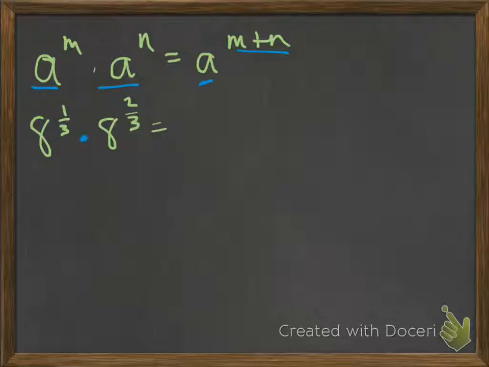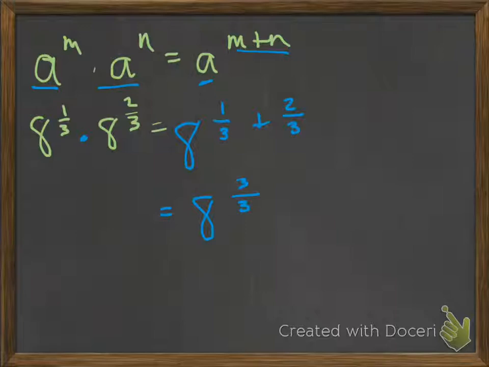So if I'm multiplying and I have 8 to the 1/3 times 8 to the 2/3, we keep the base and we add our exponents. So this is the same thing as saying 8 raised to the 1/3 plus 2/3. And when I'm adding fractions, I need to have common denominators. I have my common denominator of 3, so that means I'm going to add the tops. So this is 8 to the 3/3, because 1 plus 2 is 3.